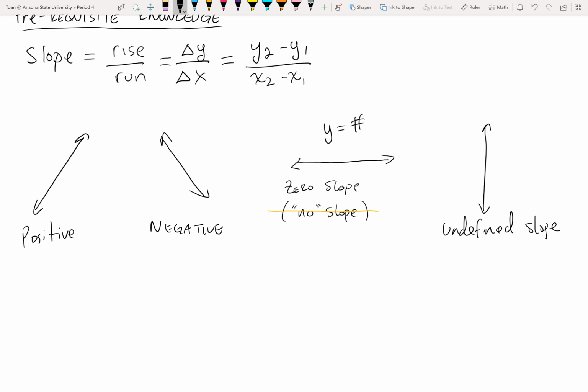Undefined slopes have a special way of writing them. They're always x equals some number. X equals 5 is a vertical line. X equals negative 3/2 is a vertical line.